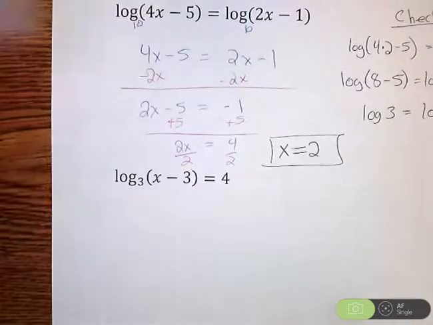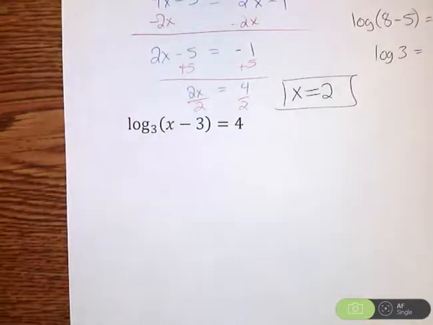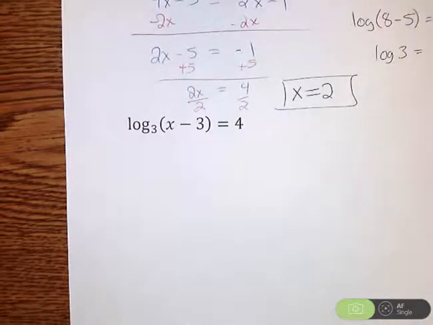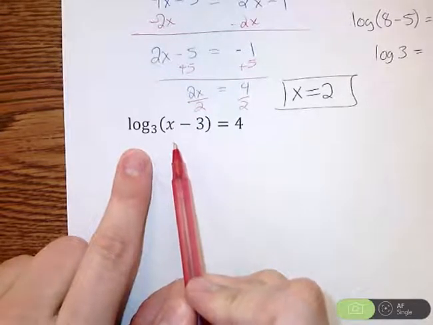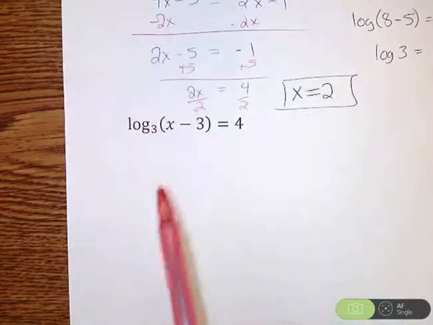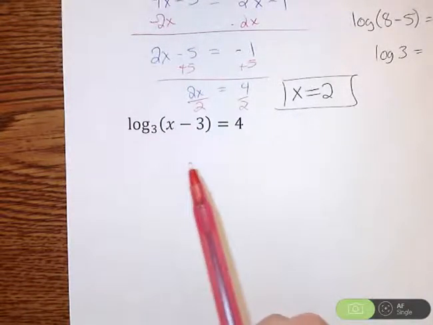My second example here, we're going to look at, well, what happens if we can't use that property? So I have log base 3 of x minus 3 is equal to 4. So again, we're trying to solve this equation. We're trying to solve for x. I have a log base 3 on the left side, but notice I do not have a log base 3 on the right side. So we cannot use that property from before. So we're going to have to go back to kind of traditional ways of solving equations.